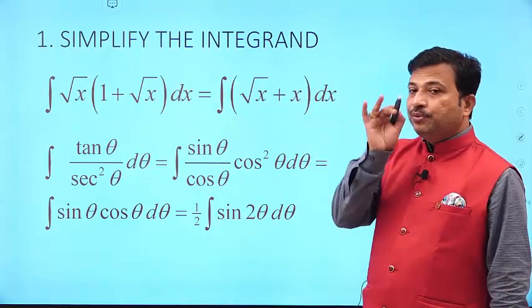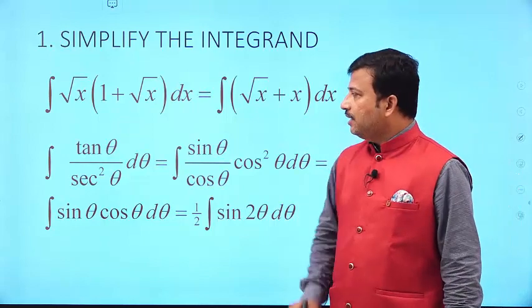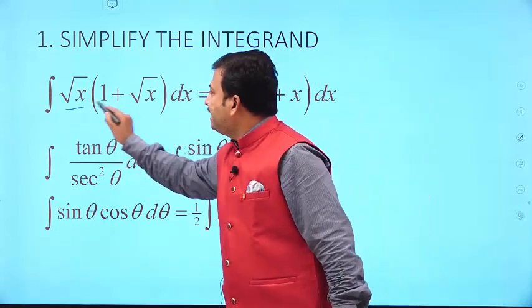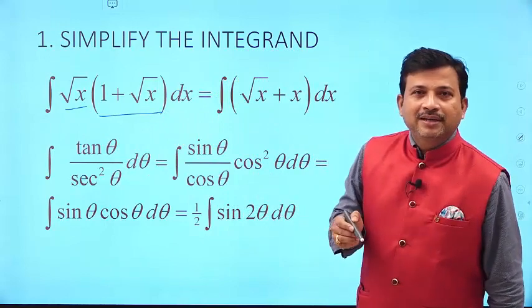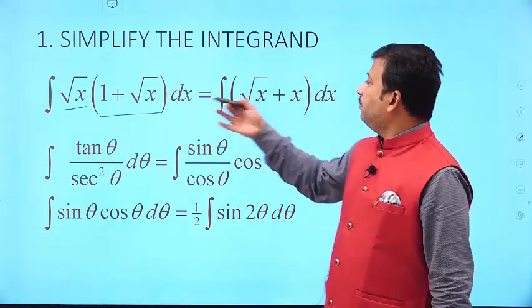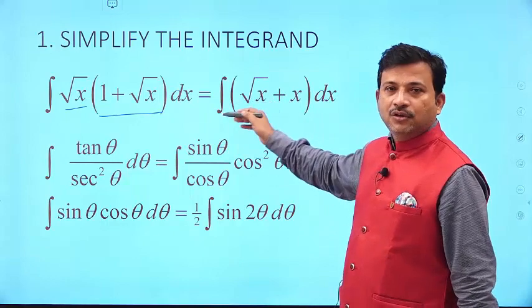Simplify the integrand. How do you simplify the integrand? Just see the example that I have given. Integration of root x into 1 plus root x. Looking very complicated. Yes or no? What do you do? Multiply this. Root x plus x. Root x plus x.